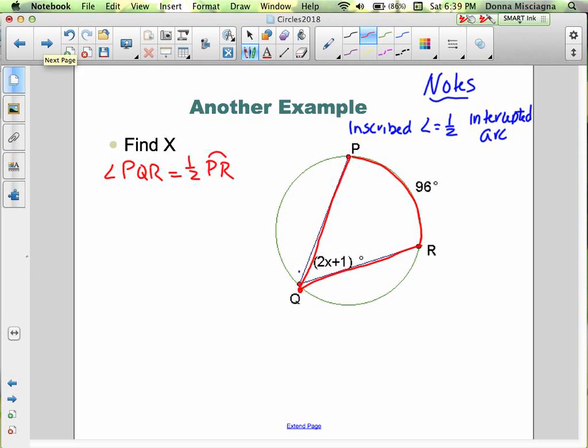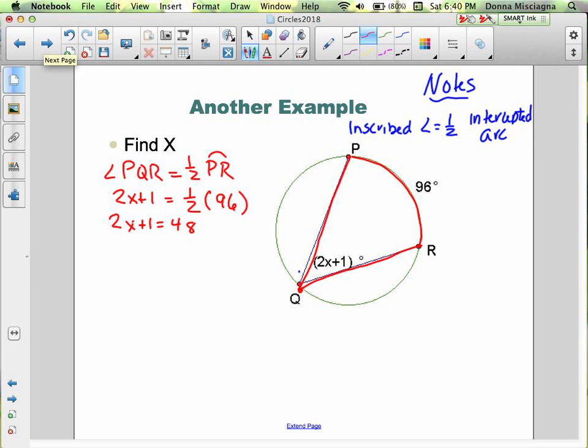All right, so now let's replace PQR and PR with the values we have. PQR is 2x plus 1, and PR is 96. It's always easiest if you just isolate the thing you're looking for. Since the angle has the variable, let's use angle equals half the arc. Now we just solve it like an equation. We just have to simplify 1/2 times 96. So 2x plus 1 is equal to half of 96, which is 48.